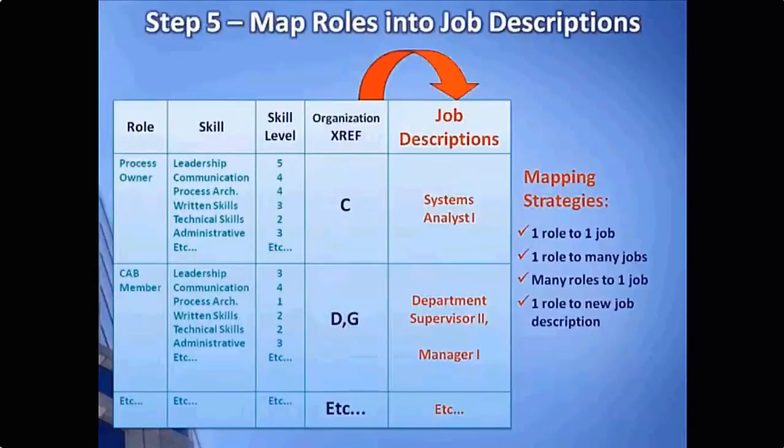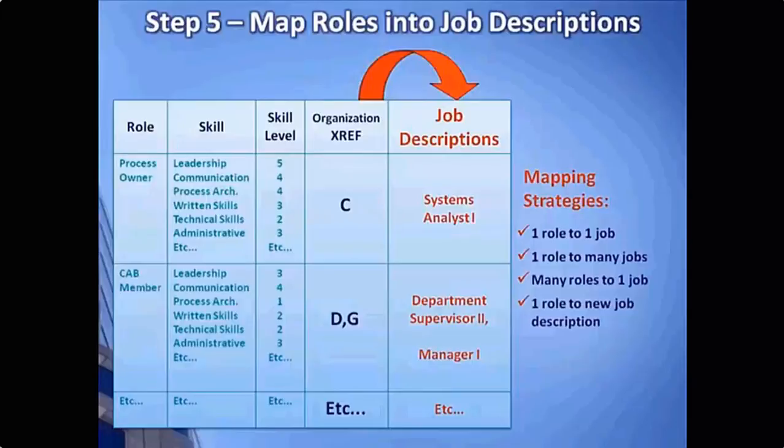In step 5, we will then need to map the roles into job descriptions. Remember that a role is not equal to a job. Your company may have very vague job descriptions like computer analyst 3 or manager level 1 or who knows what you may actually have there. But what we're doing here is mapping the roles that we've defined in the organization entity into actual job descriptions as your company has these today.